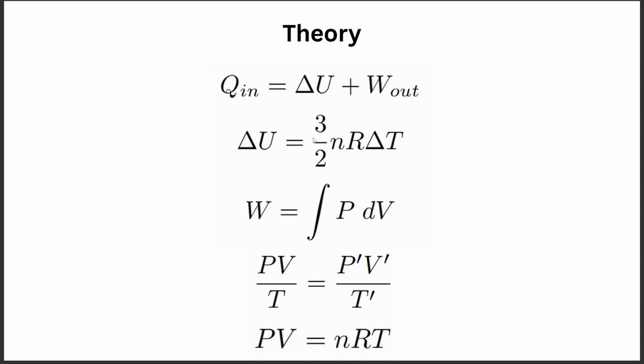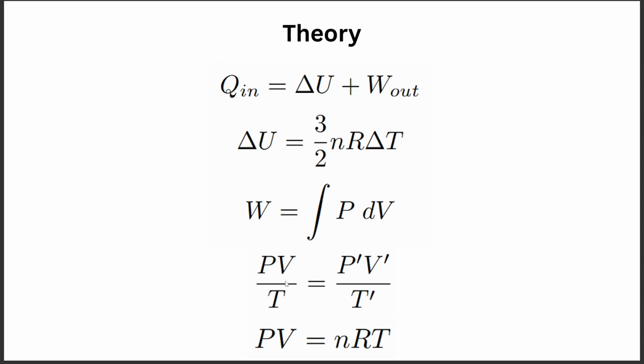So the theory that you need to know to solve this thermodynamics problem is that the Q absorbed is equal to the change of the internal energy plus the work done by the gas, and the change of the internal energy for a monatomic ideal gas is 3 over 2 nR times the change of the temperature, and the work done by the gas is the integral of pressure with respect to volume.